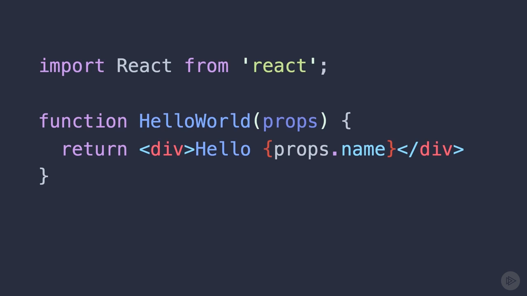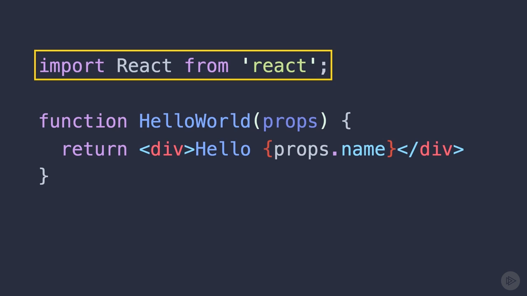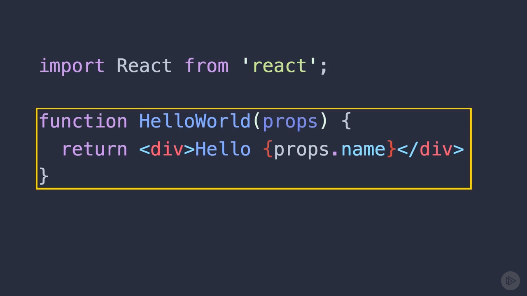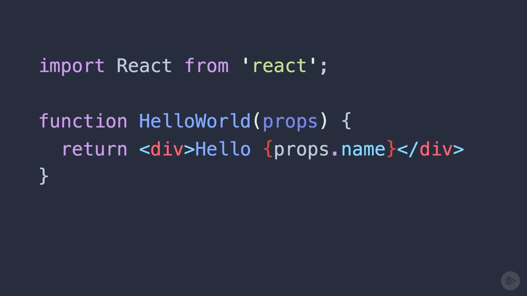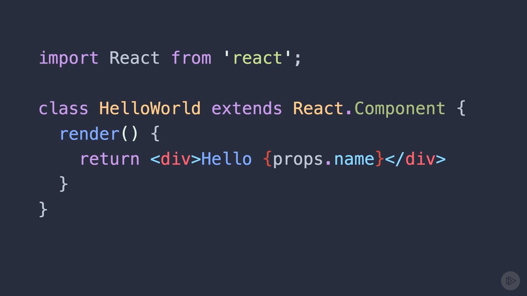With React Components, you import React at the top using a standard JavaScript import statement. Then, you can declare a component using a standard JavaScript function. The function receives variables via an object called props. You can also declare a React component using a standard JavaScript class. This approach is slightly more typing, but gives you a little more power.